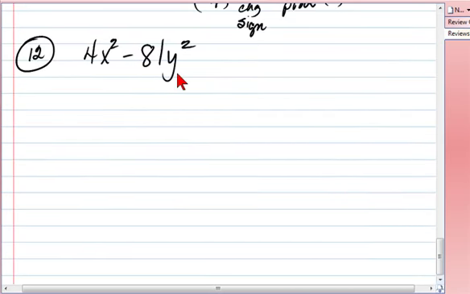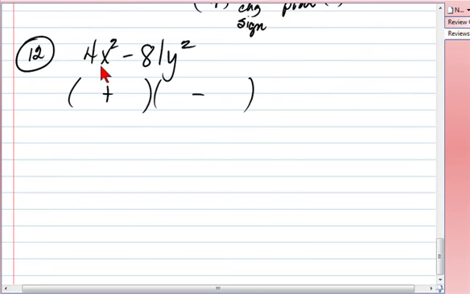Okay. Is there a common factor? Do 4 and 81 have anything in common? No. It's a binomial. What kind is it? It's a difference of squares. The difference of squares always factors into a plus and a minus of their square roots.